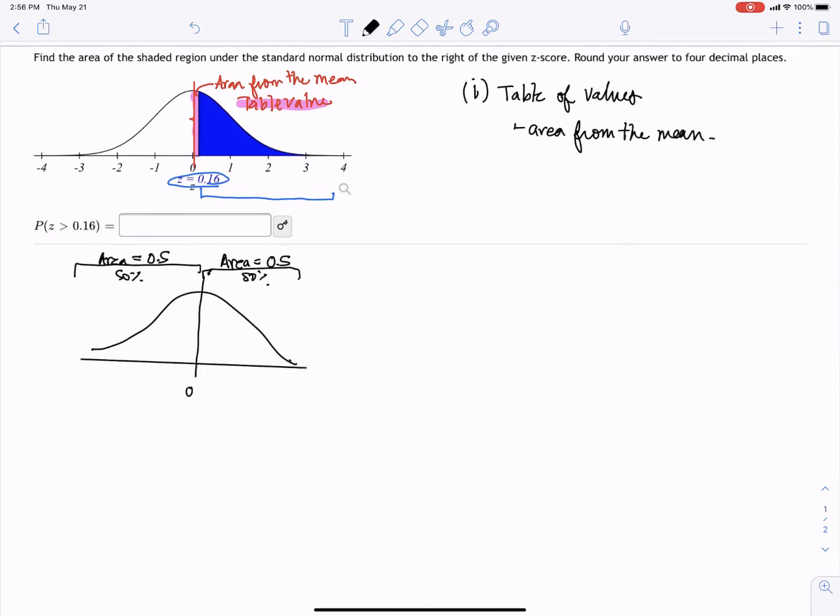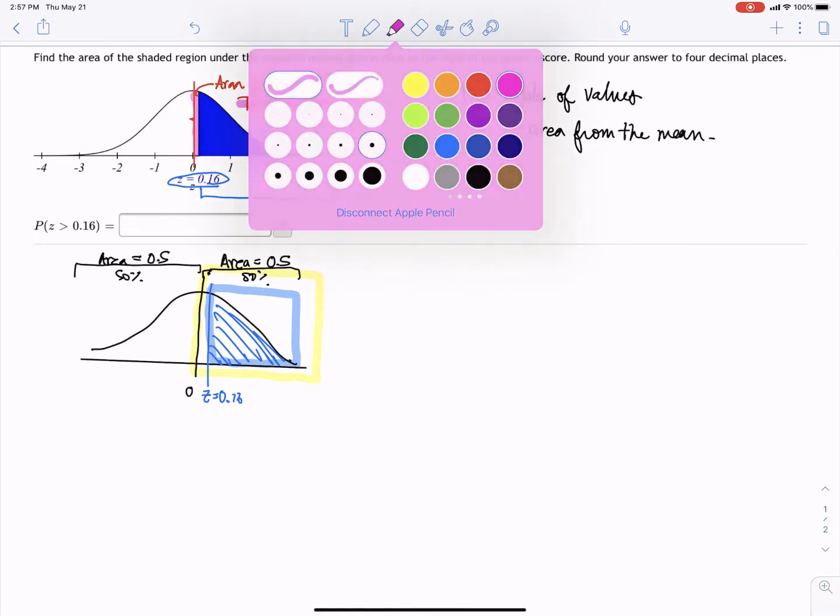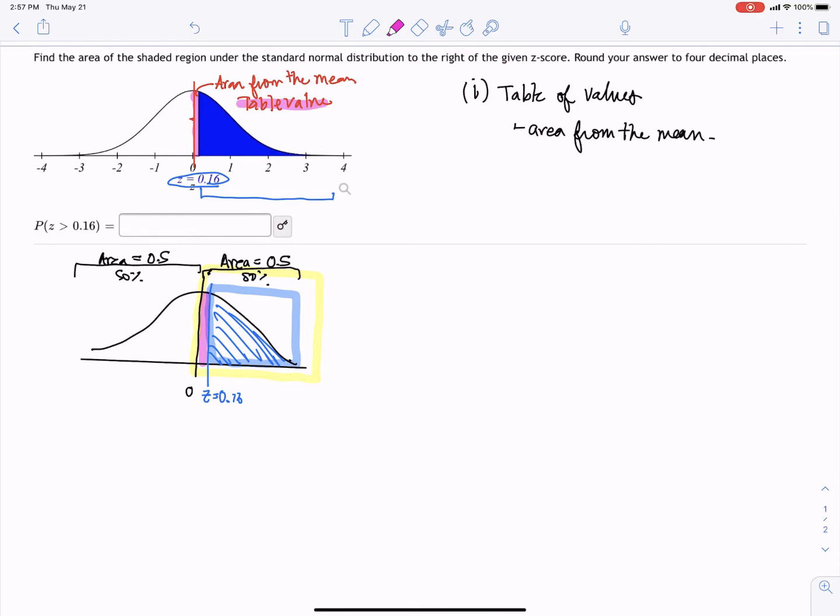is 1, right? Well, if we have this z-score that's sitting pretty close to the mean, 0.16, and I need this area, the idea is that we can take the bigger area and then subtract this smaller area, and then we can get this area from the mean. So it's a little bit of geometry. We just take the bigger area and subtract the smaller area, and then we get this little area from the mean. So that's going to be our first way of doing it.